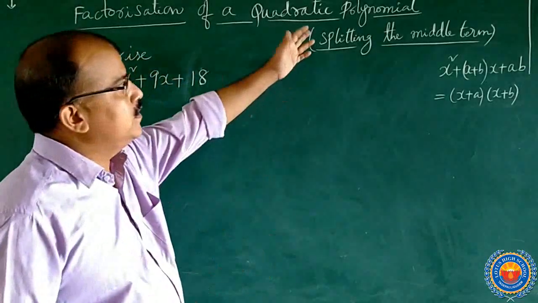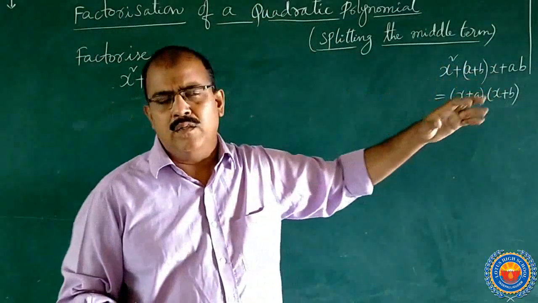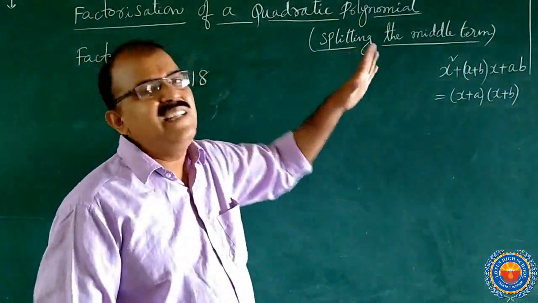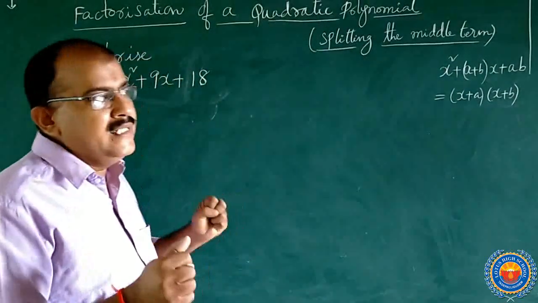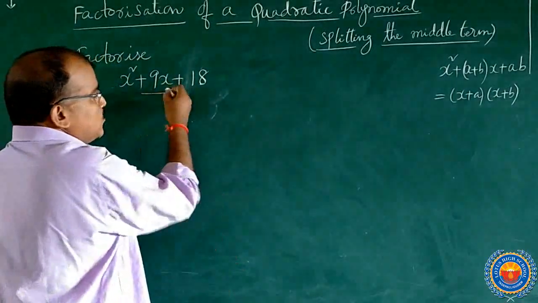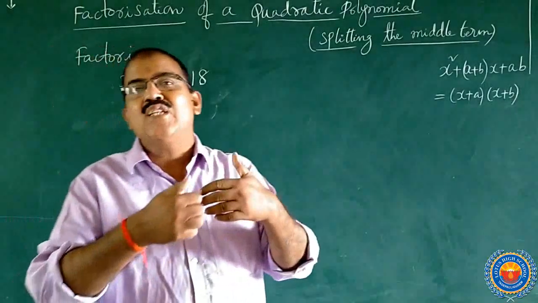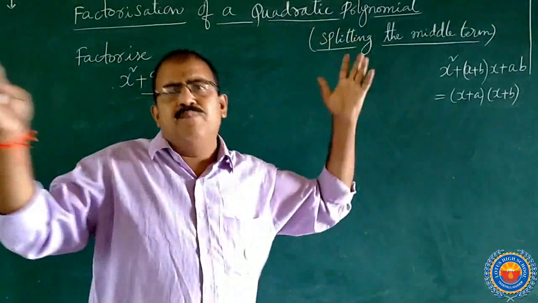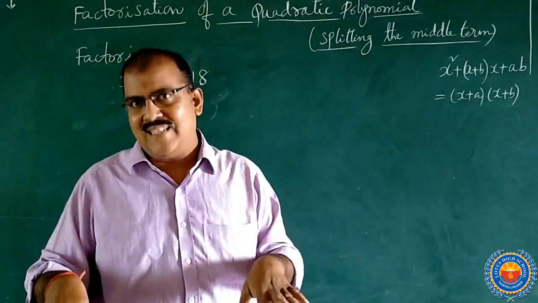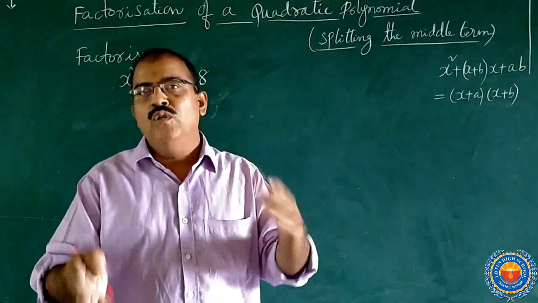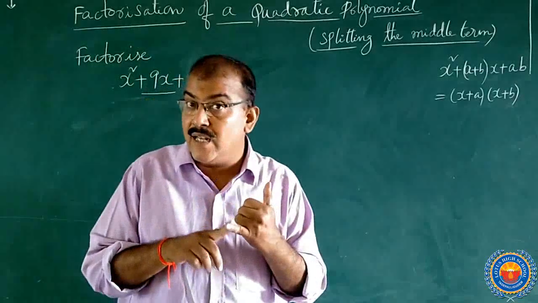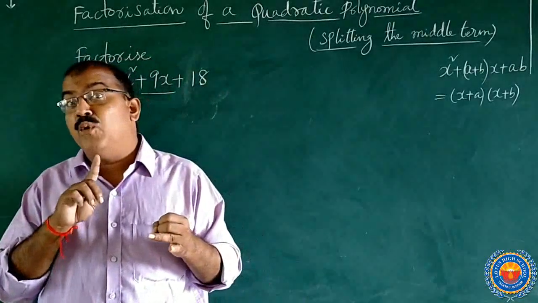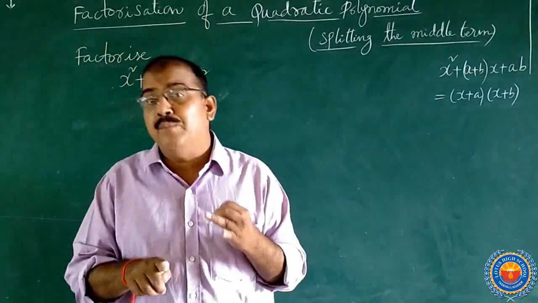By a very important method, splitting the middle term. Splitting the middle term in the sense, split this 9x, writing it as some 5x plus 4x like that, you can get the answer. So how to do, we are going to learn now. This method is very important for 9th class. This method is very important for 10th class also, very important.